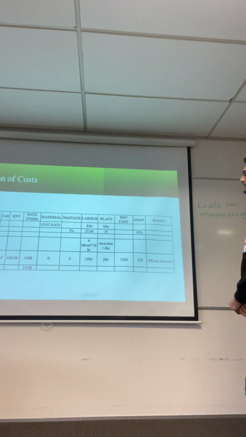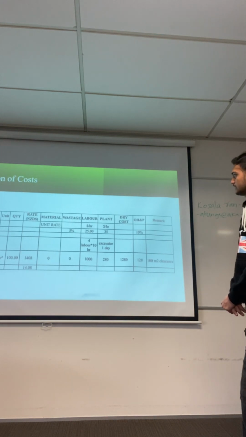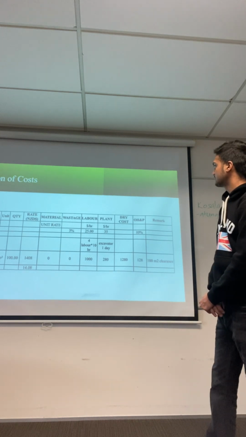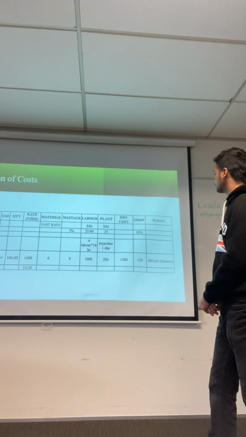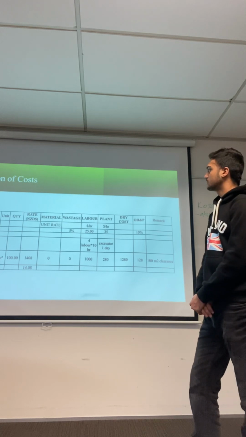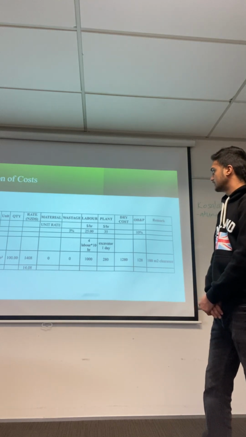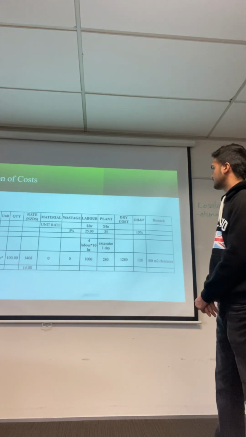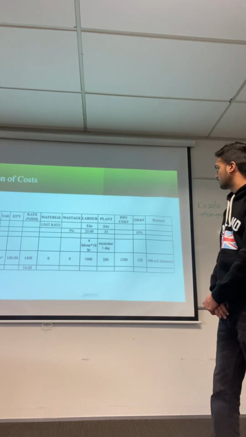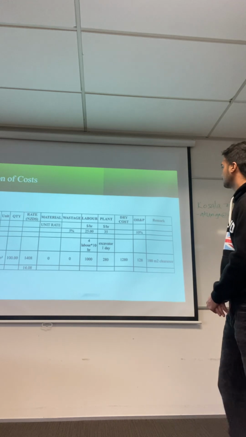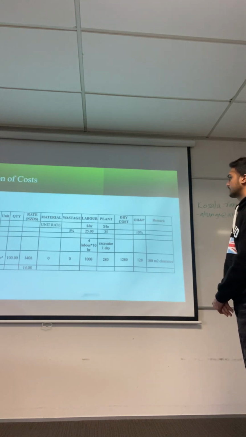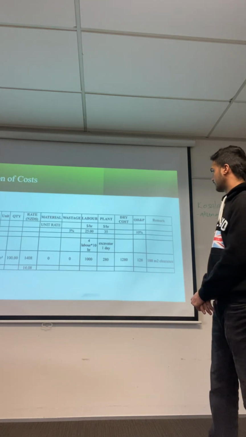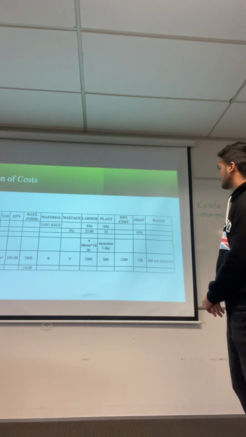Calculation of costs. Description: unit, quantity, rate, material, wastage, labor, plant, dry cost, overhead. Remark: the substructure. Unit rate: earthwork 5% wastage and 25 labor, and plant 35, and overhead 10%. For labor 10 hours, excavator 1 day.